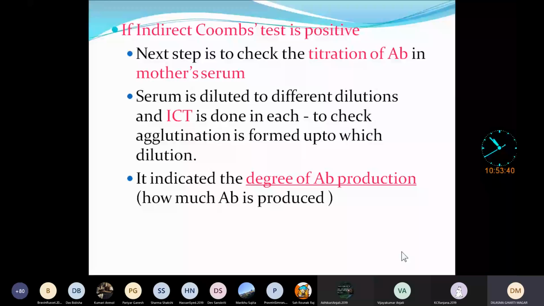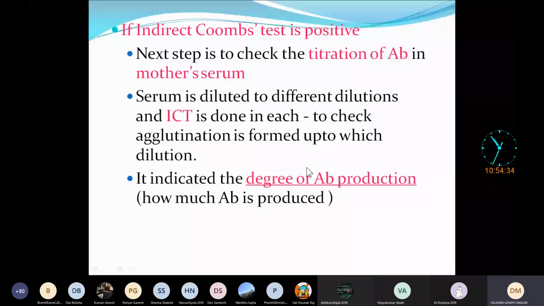Now, if the indirect Coombs test is positive, the next step is to check the titration of the antibody in the mother's serum. First the direct test was positive, and then the indirect test also became positive. So we want to see how much antibody is there in the mother's serum. The serum is diluted to different dilutions, and the indirect Coombs test is done in each. We want to see the concentration of these antibodies in the mother serum, and at which level we see the agglutination. That will indicate the degree of production of the antibodies.